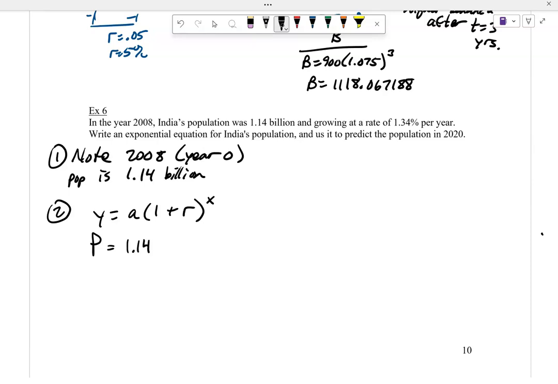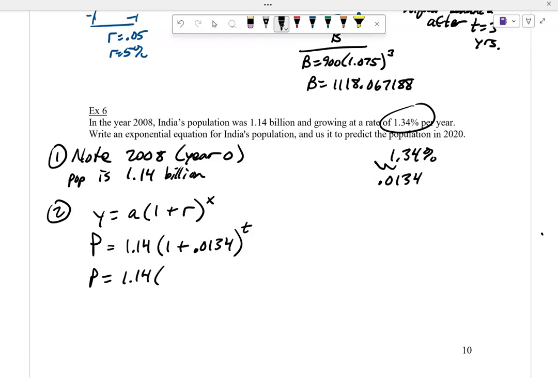So this is in billions. 1 plus my rate. How fast does it grow? 1.34%. Well, 1.34%, make sure you put that as a decimal, is 0.0134. And to the x power, this will be time t in years. So here's our model in billions. That would be our population.